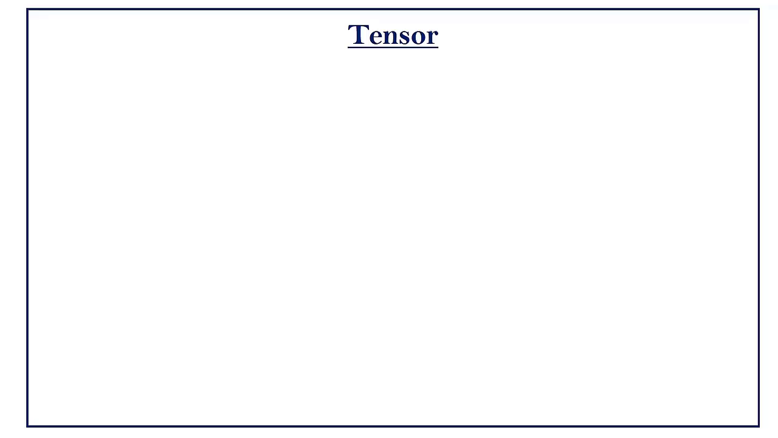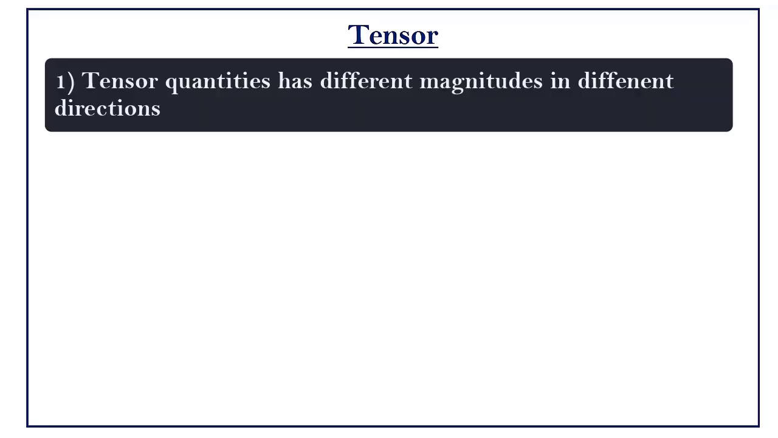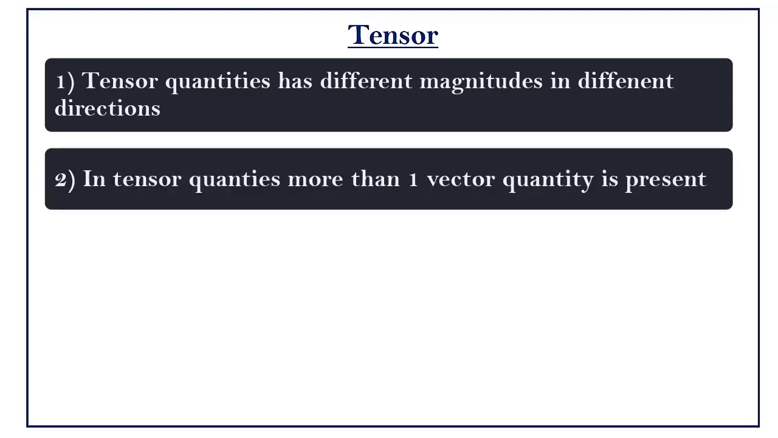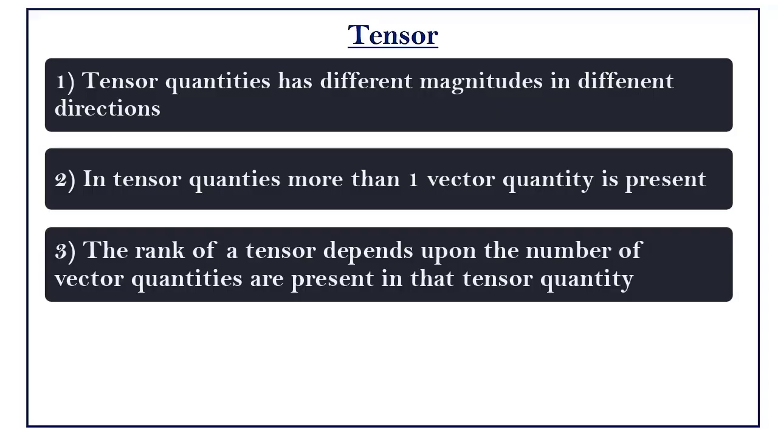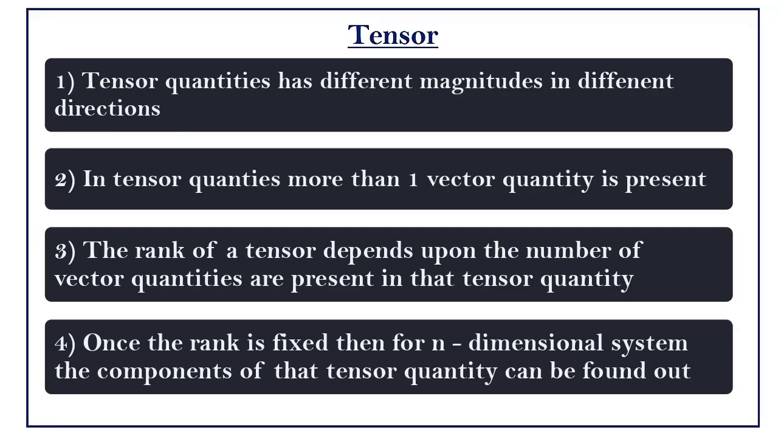Now, from the above discussions, we can conclude that number 1, tensor quantities have different magnitudes in different directions. Number 2, in tensor quantities, more than one vector quantity is present. Number 3, the rank of a tensor depends on the number of vector quantities present in that tensor quantity. Number 4, once the rank is fixed, then for an n-dimensional system, the components of that tensor quantity can be found out.